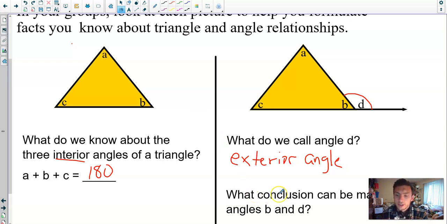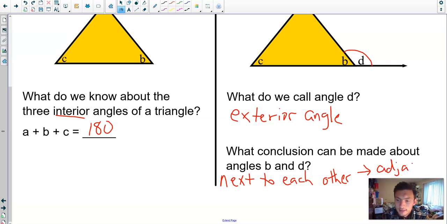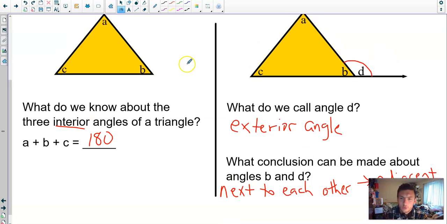And now what conclusion can be made about angles B and D? Now there's a couple things. One, they're next to each other. In math there's a word for that. So angles that are next to each other, as I write it, maybe you'll think of it. Next to each other. And that word is adjacent. All that word means is next to each other. It has a more specific meaning in math, but I'm not going to get into it right now.